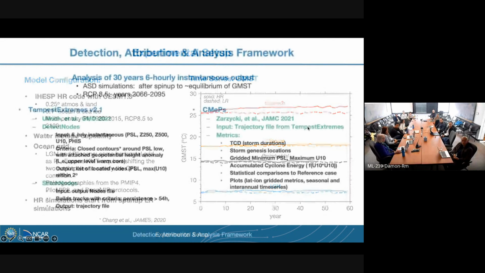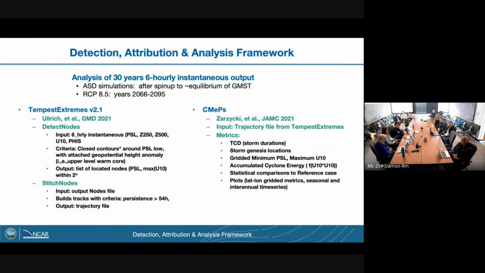In terms of the analysis we did, we used 2 different extremes packages. One's called Tempest Extremes and the other one's called CMIP. And we have 6 hourly instantaneous output from these simulations. So I'll show you the last 30 years from these 4 ASD simulations, which I just showed you are approximately in equilibrium. And then we also, Fred Castruccio made available to us 2 of their RCP 8.5 future simulations.